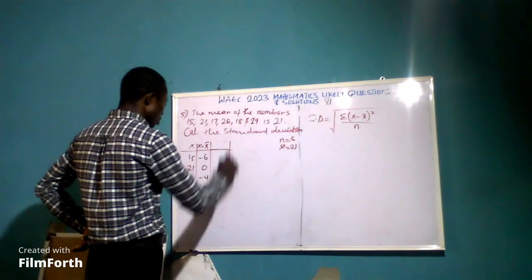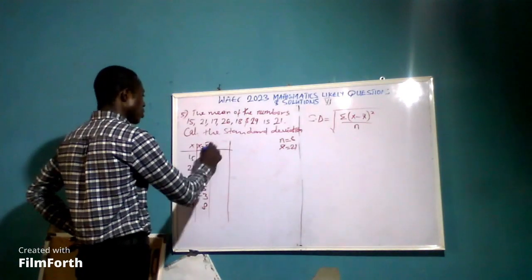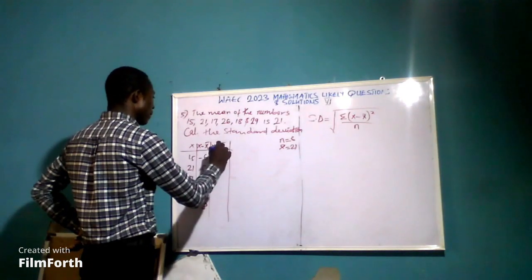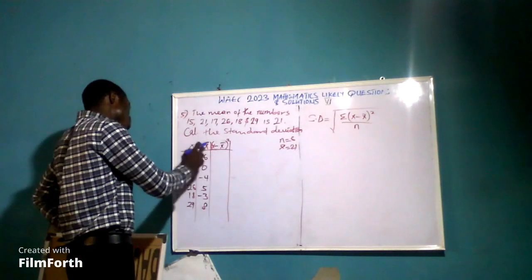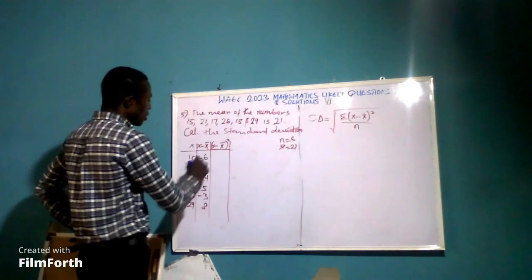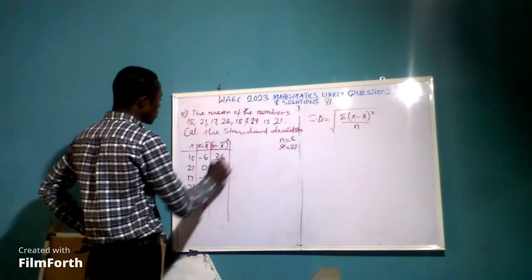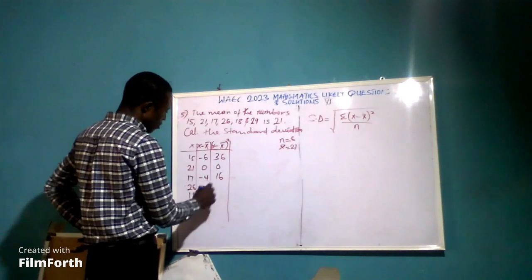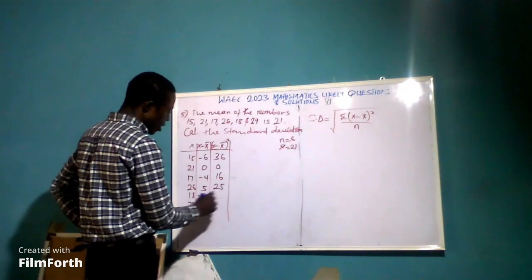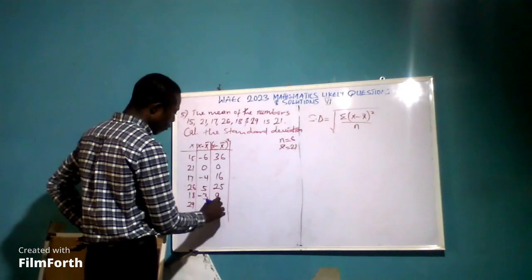Let's go to the third column. The third column will be x minus x bar, all in brackets squared. Now we're going to square each value here in this second column. So minus 6 squared, that will be 36. 0 squared is 0. Minus 4 squared will be 16. 5 squared will be 25. There will be 9. 8 squared will be 64.